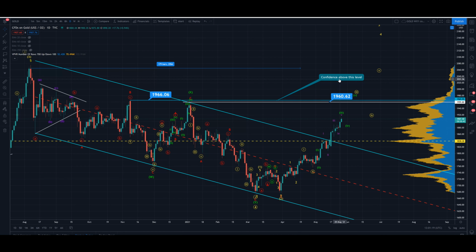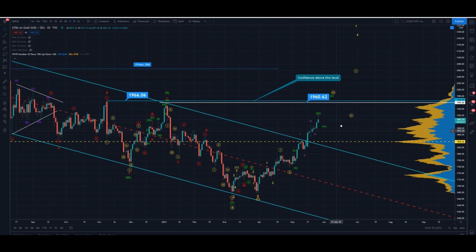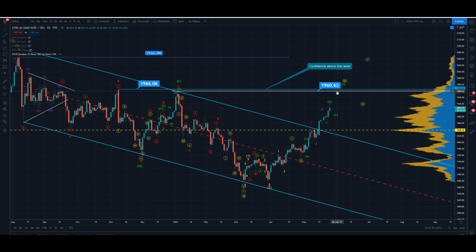So above this level, extreme confidence, I would say, in the bullish interpretation. Maybe that will coincide with a breakthrough and a retest of this level on a greater wave degree, potentially minute level or even minor level. We don't know yet. For the moment, it just looks impulsive. It looks to be an extension. It looks to continue to push higher.